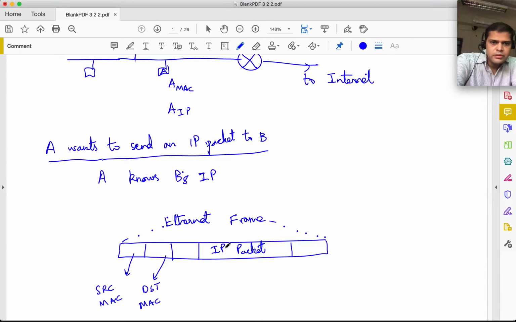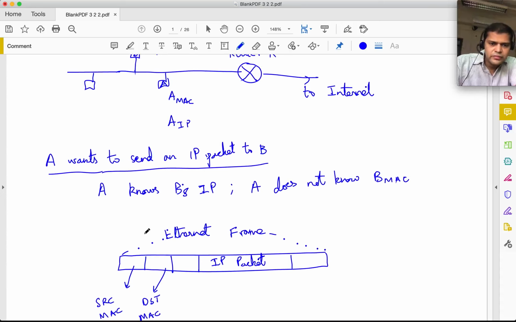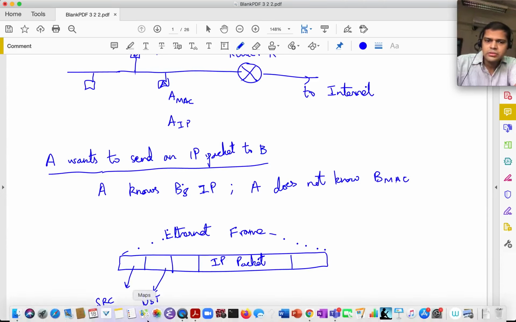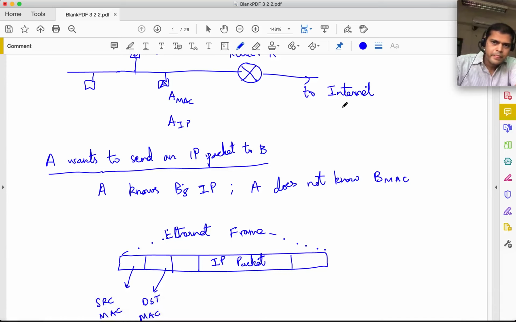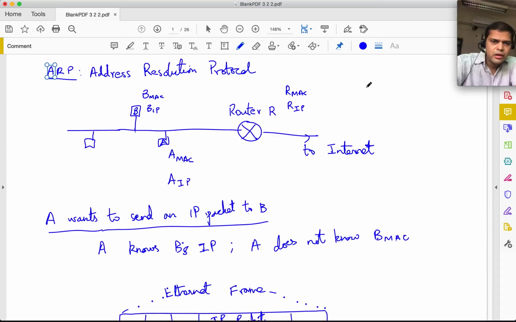And the problem is that A does not know the MAC address of B. So this is an issue. So how are we going to send out a frame like this? Because ideally you want to put B's MAC address here so that it reaches B. So let's think about it. How are we going to do that?